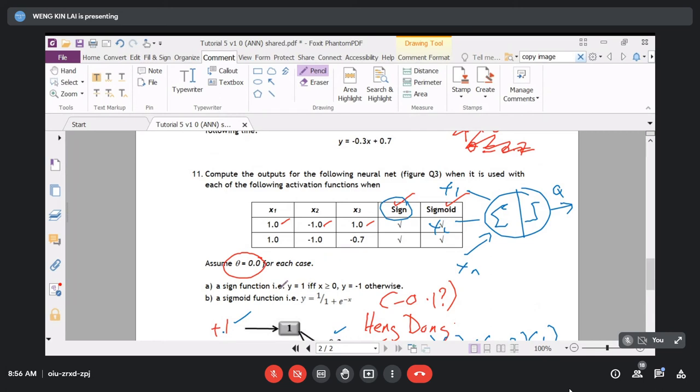If we look at the first question here, the sine function says that the output y equals 1 if and only if the input x is more than or equal to 0. Otherwise, it's minus 1.